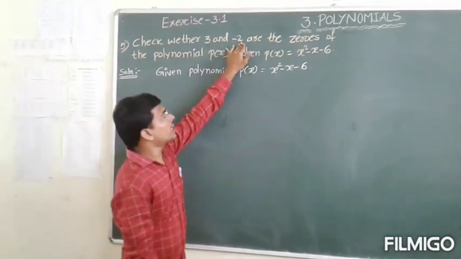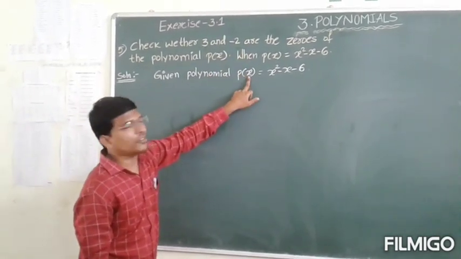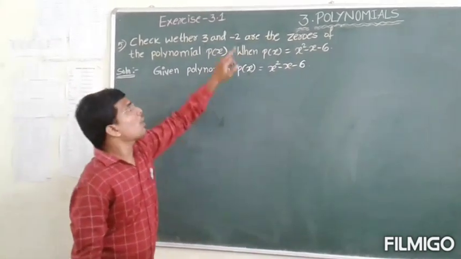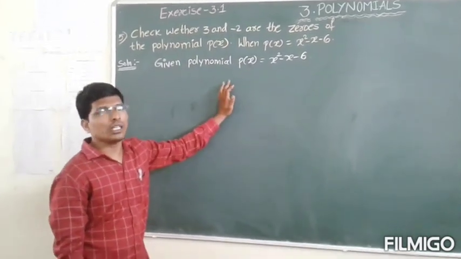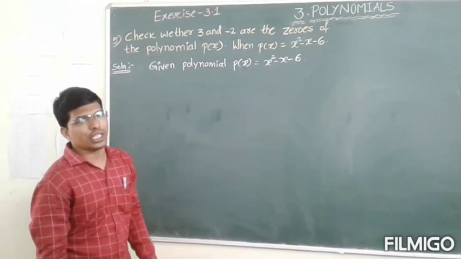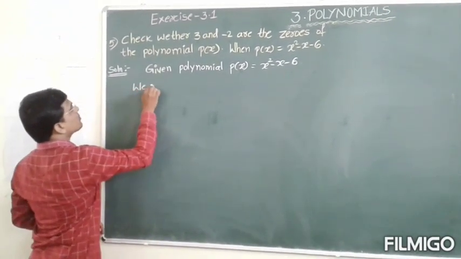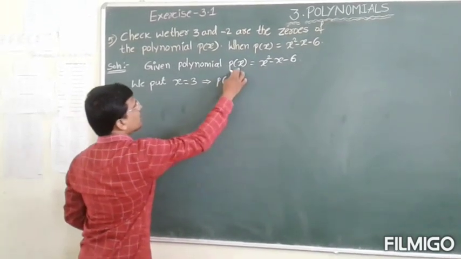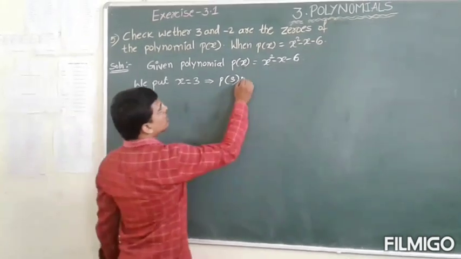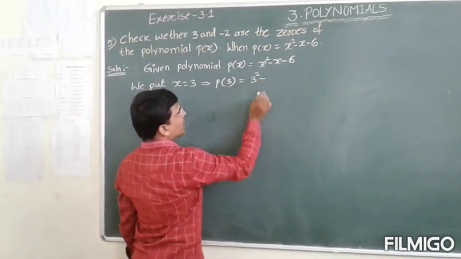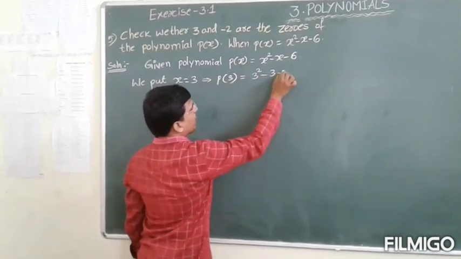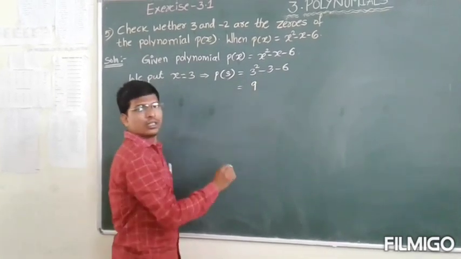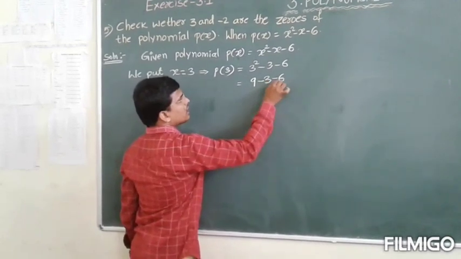In the same way, minus 2. If I substitute minus 2 in the place of x, and I get the whole polynomial value as 0, then I can say minus 2 is also a zero of the given polynomial. So for that we have to check. So we put x equals 3 in the place of x. What are we substituting here? 3. So x square means 3 square, minus x means minus 3, minus 6. So 3 square means 3 into 3, 9, minus 3 minus 6.